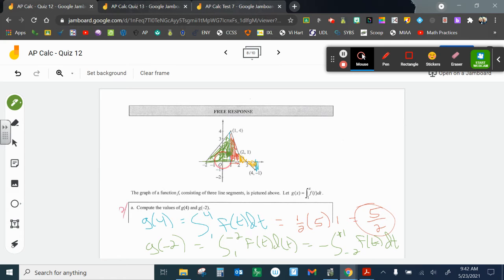So the base was 3, the height was 4, and it's a triangle, so it's 1/2 base times height. 3 times 4 is 12, half of that is 6. But because we had to switch the interval, it's going to be negative. So g of -2 is equal to -6. Okay? Each one of those solutions is worth 1 point.